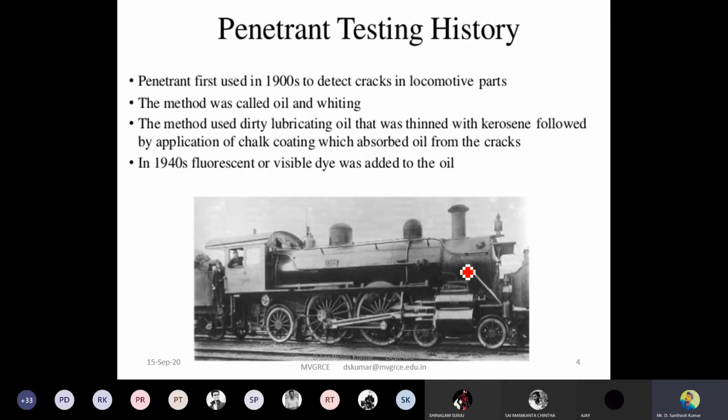Later, in the 1940s, they used different kinds of dyes, visible dyes. Initially the lubricant oil was the dye, but after that they used fluorescent or visible dyes added to the oils. Then obviously the contrast changes, and due to that contrast, you can easily identify the cracks. That is very important here in the case of the liquid penetrant test.